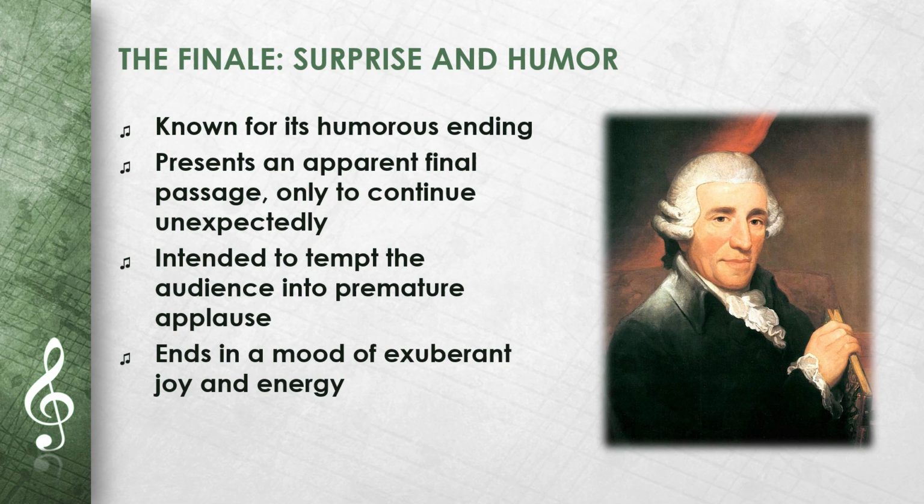The symphony's fourth movement is particularly well known for its humorous ending. Haydn builds a musical surprise here by presenting an apparent final passage, only to continue unexpectedly. This trick, which is intended to tempt the audience into premature applause, is a typical example of Haydn's musical wit. The movement ultimately ends in a mood of exuberant joy and energy.